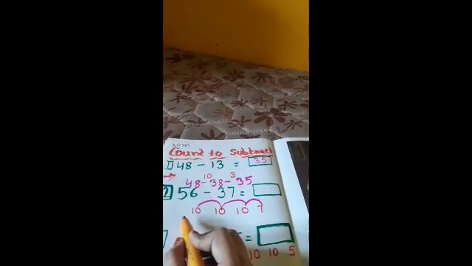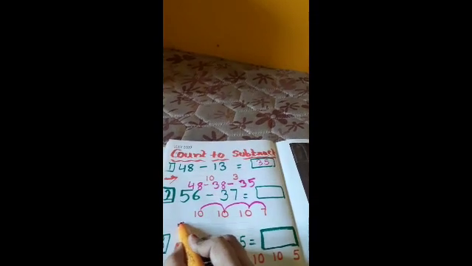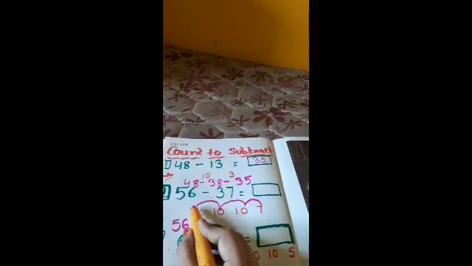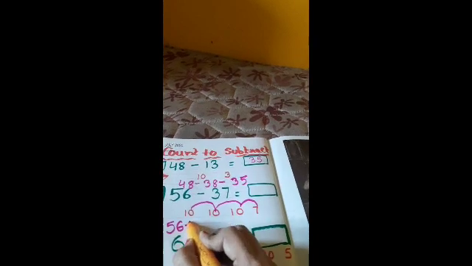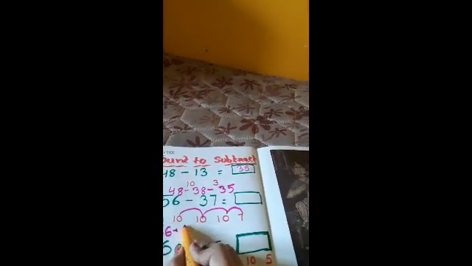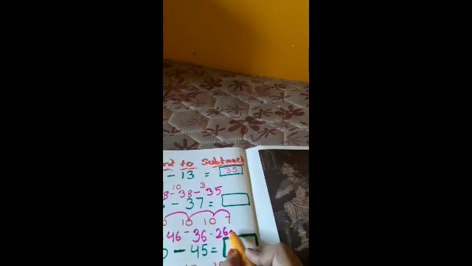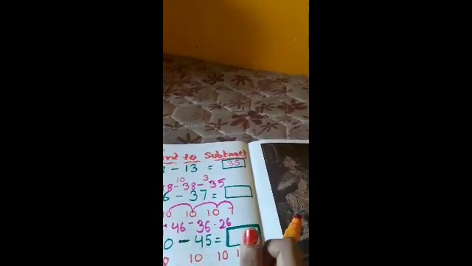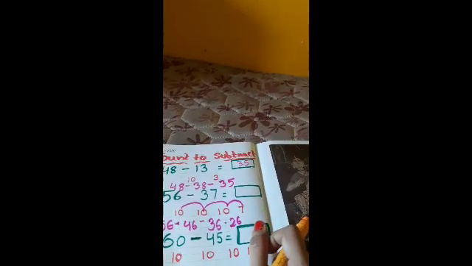The number is 56. Minus 10 will get you 46. Minus 10 will get you 36. Minus 10 will get you 26. Now minus 7. We have to go backward. Minus 7, right? So if we subtract by backward counting, let us see.